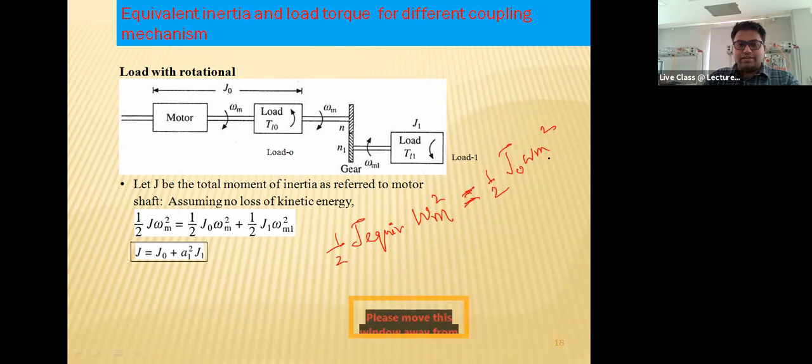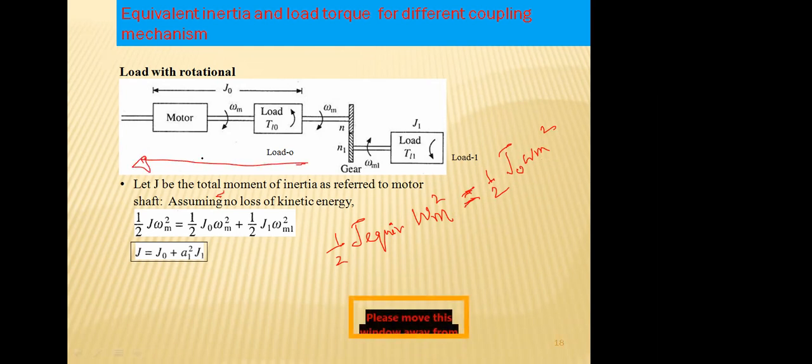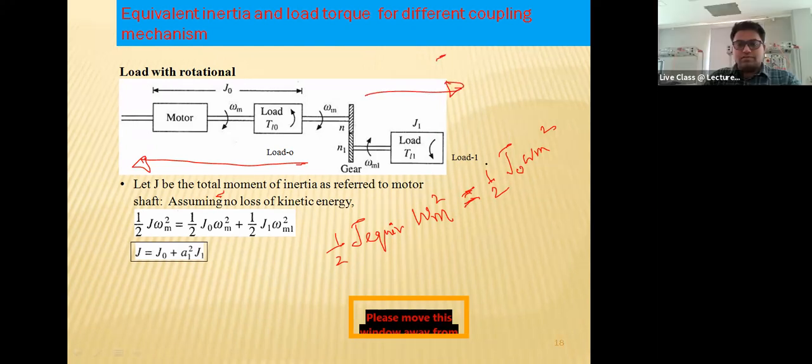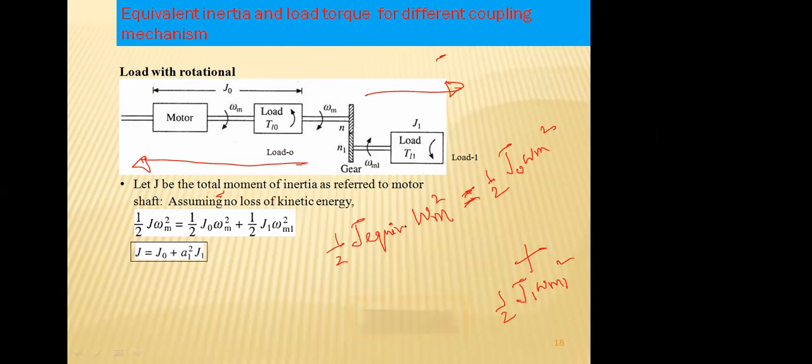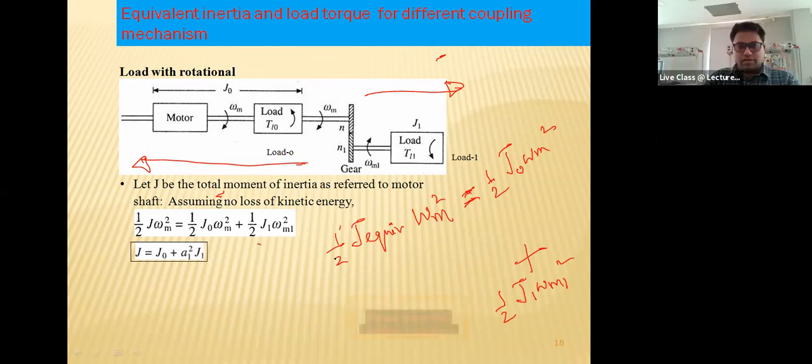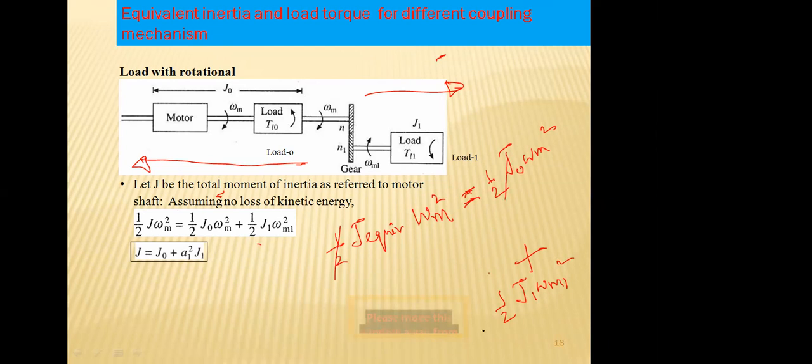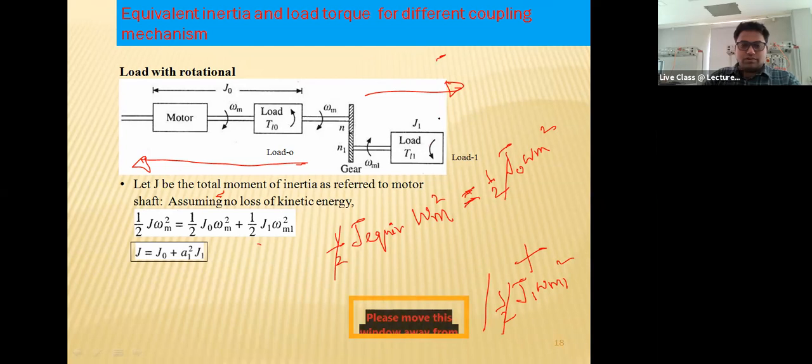That's for the left side of the gear. So this is for the left side of the gear, right? And for the right side of the gear, we have plus half J1 omega m1 square. Is it not so? Yes, sir. So what can we do? We can cut out these halves. So what are we left with?